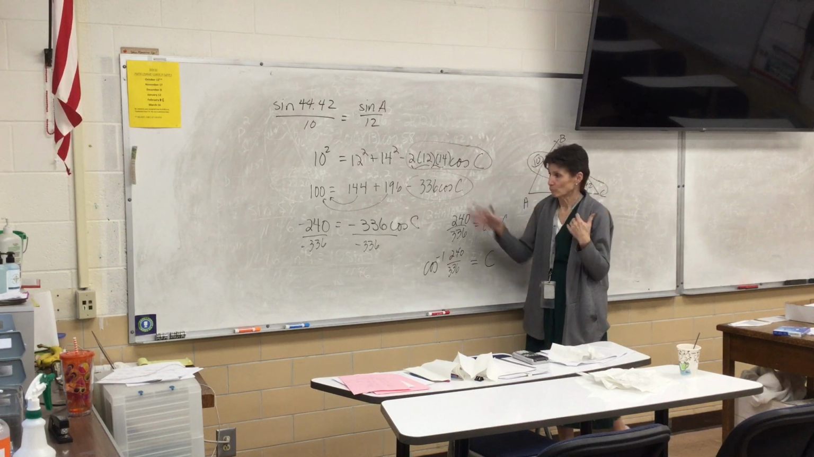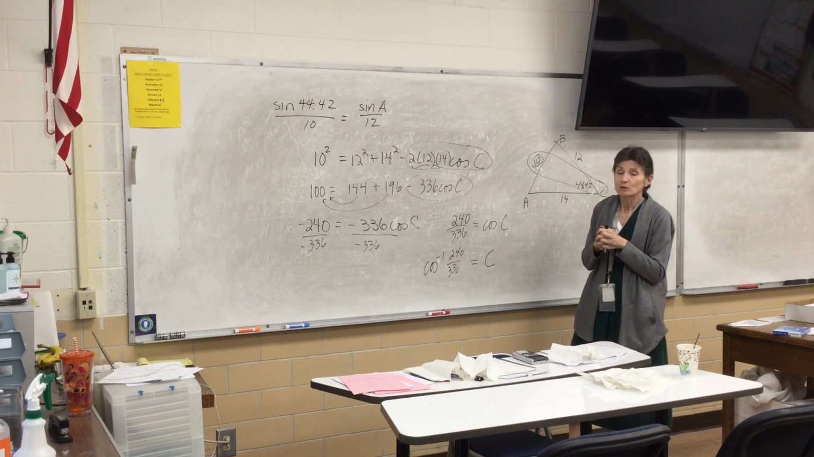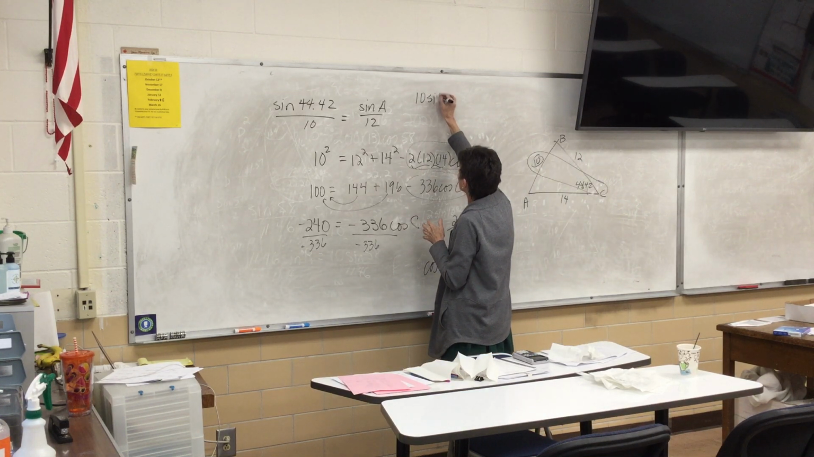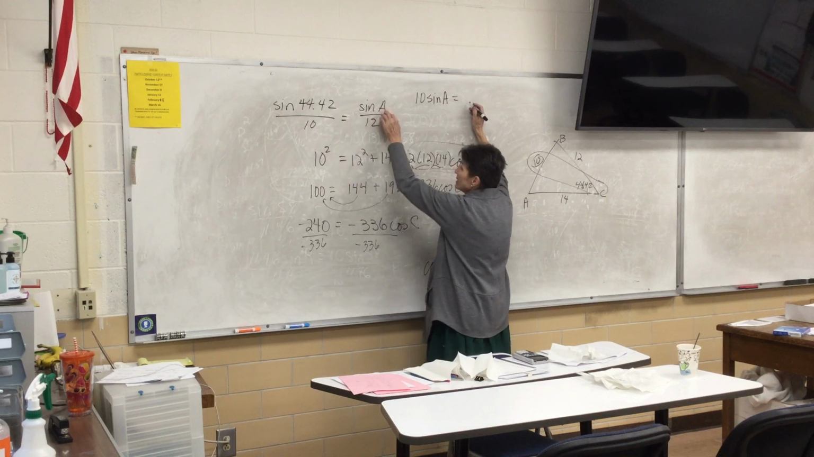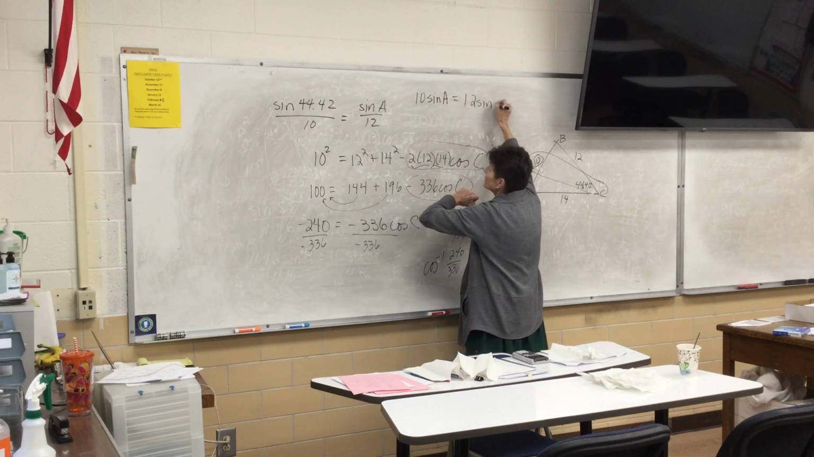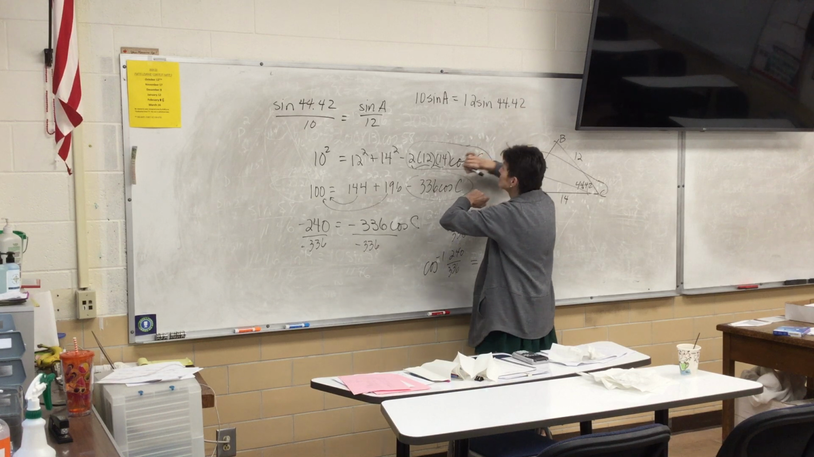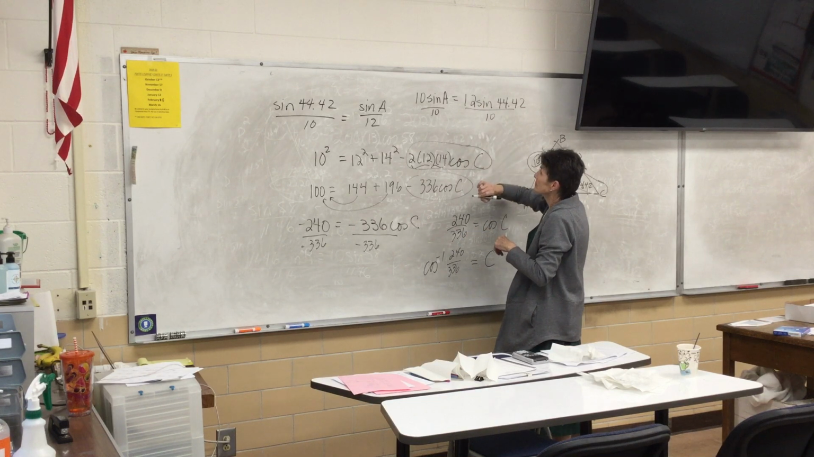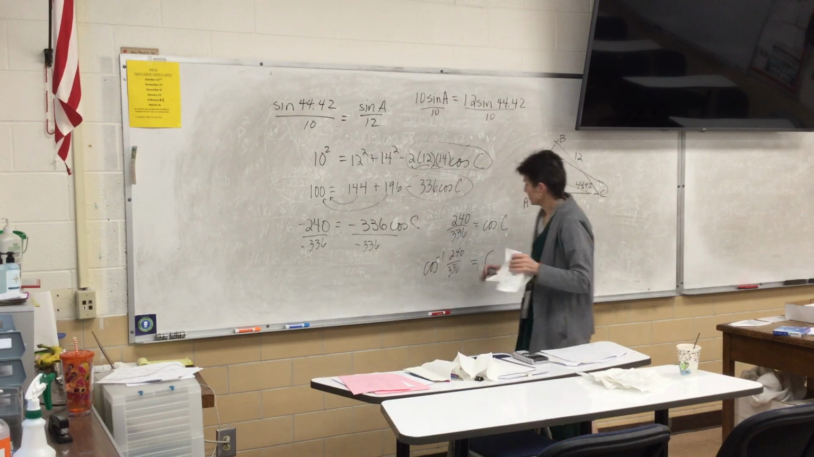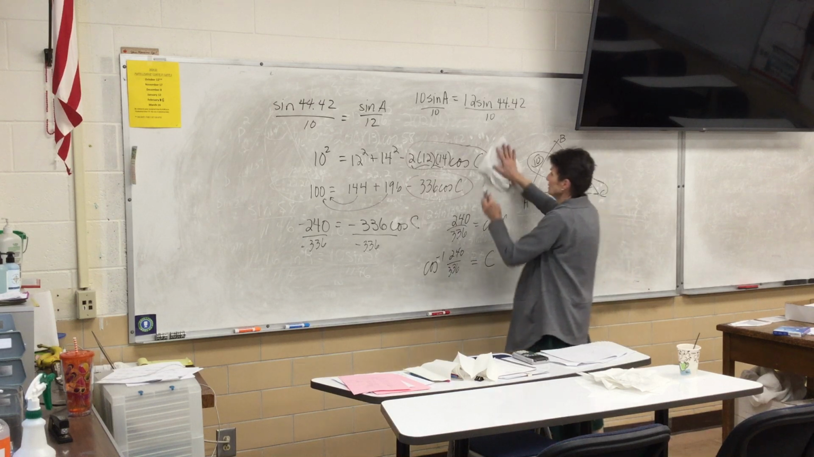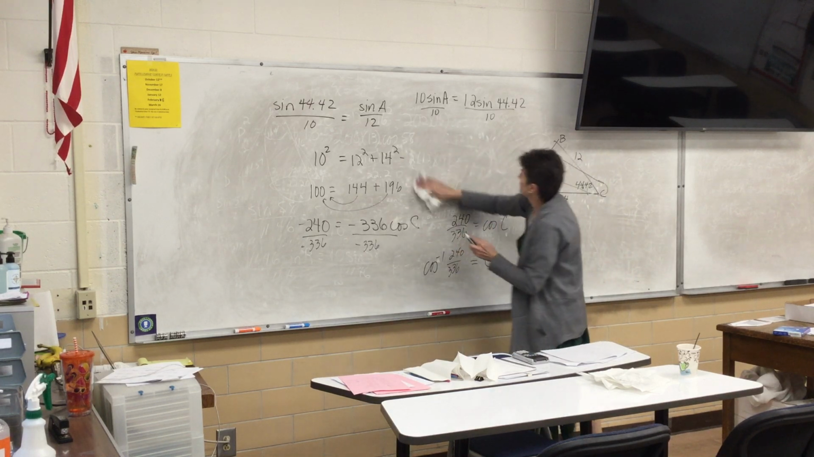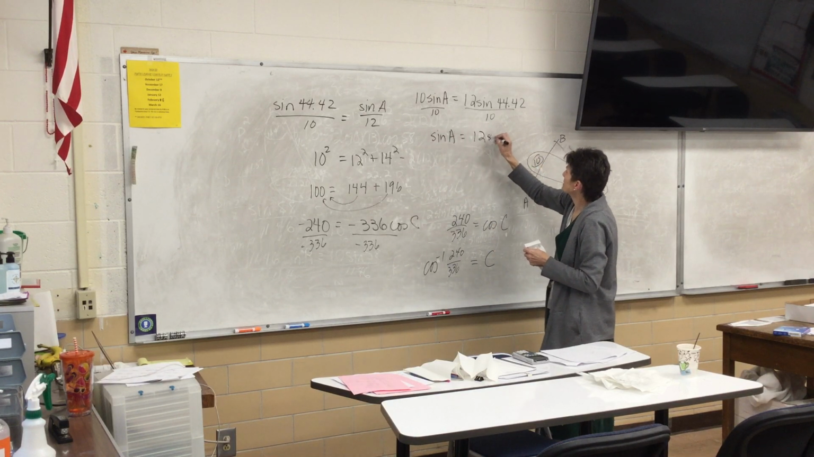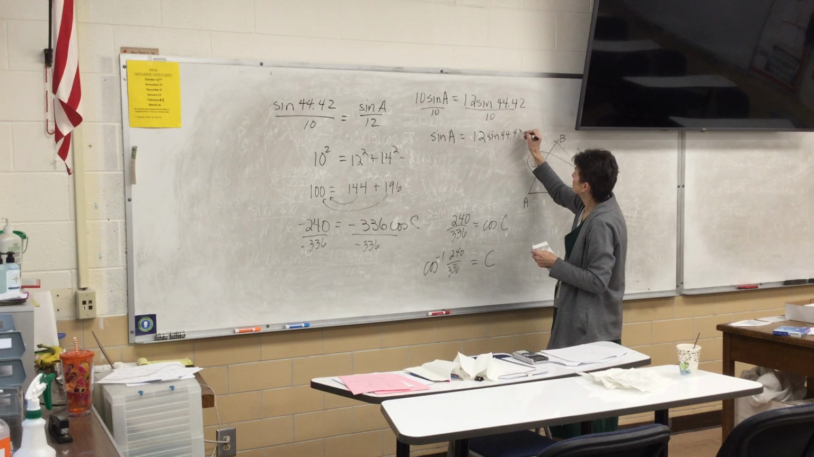The law of sines is less writing for me, so I'm going to go ahead and do the law of sines. All right, so I'll cross multiply. So 10 sine A equals 12 sine 44.42. Divide by 10 only. So sine A equals 12 sine 44.42 over 10.